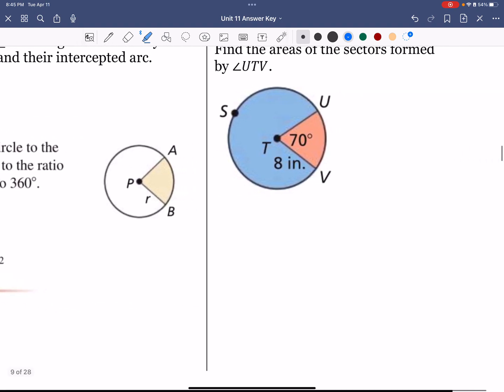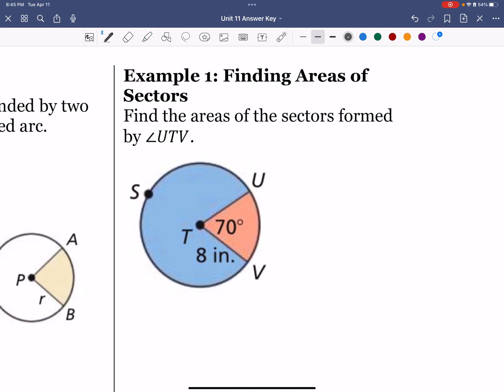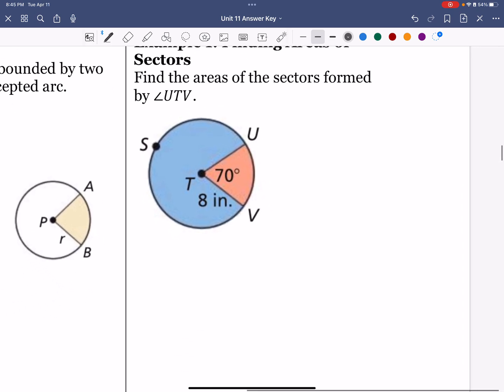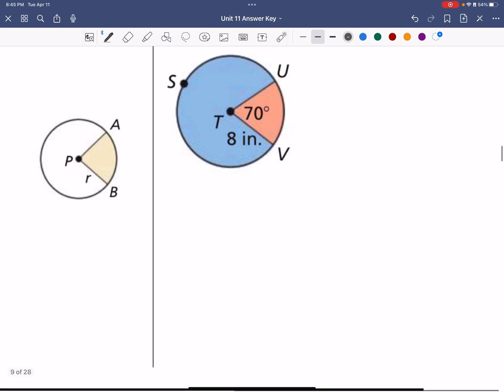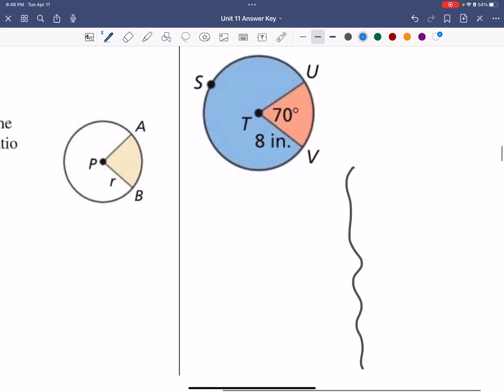So coming over here to my example, just one example today. We are going to find the areas of the sectors formed by this angle. So we're actually doing two parts here. I'm going to go ahead and split my screen a little bit. The first part is, I'm going to start with the orange. We're going to start with the smaller area first.